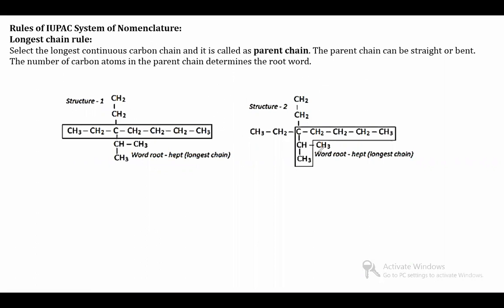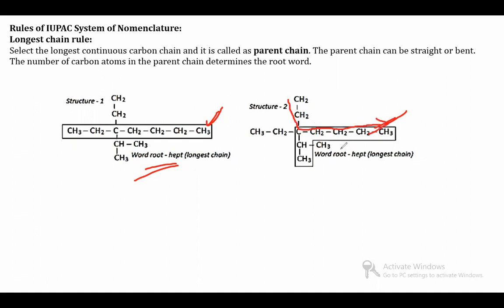This also can be considered as 1, 2, 3, 4, 5, 6, 7. But what happened? The longest chain has to be considered first. The branching, if it is the longest chain, this is the longest chain compared to this. So this will be considered. If we consider this longest chain, this is also correct, the longest chain only. The root word is the same. So here also we can consider the same chain. Instead of this, we can also consider this one from here to here, the same long chain.